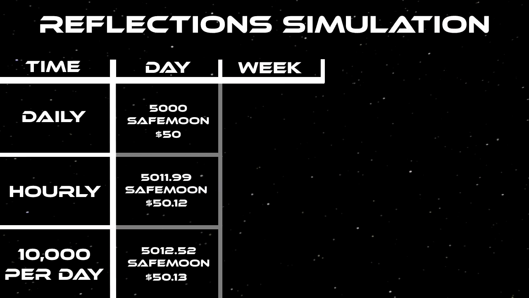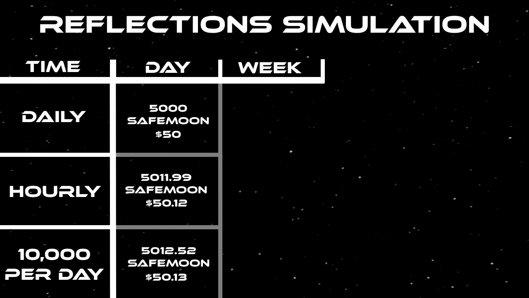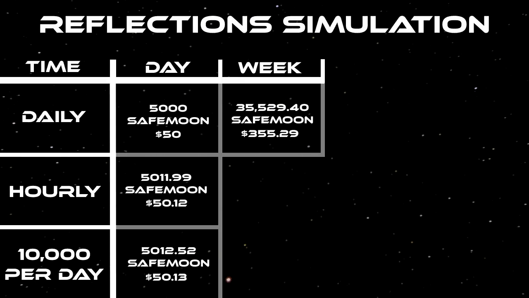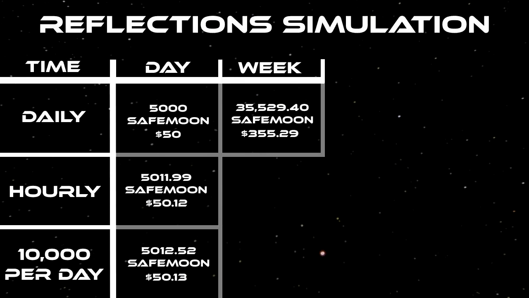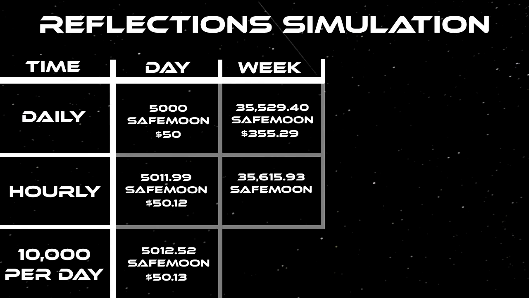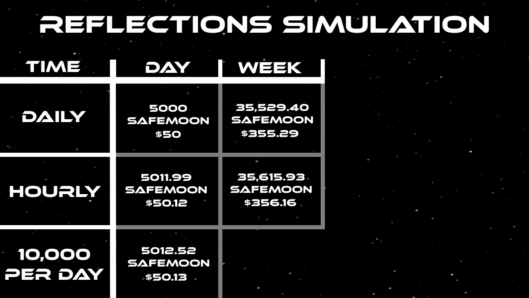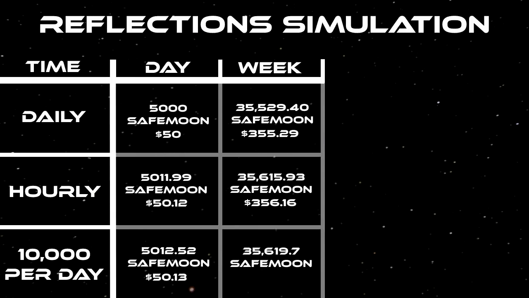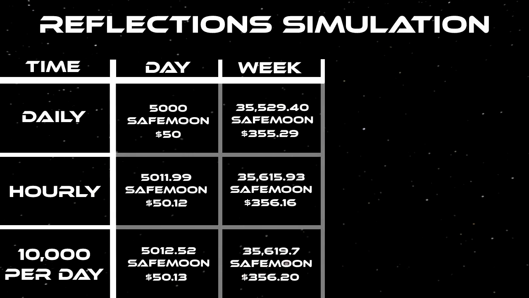After 1 week or 7 days, we find that the daily wallet has received a total of 35,529.4 tokens worth $355.29. The hourly wallet has received 35,615.93 tokens worth $356.16, and the 10,000 transactions per day wallet has received 35,619.7 tokens worth $356.20. So after 1 week, we continue to see the same pattern laid out by the first day, when the wallet with more transactions with the same volume is favored to receive more reflections, but the advantage gained continues to be marginal.